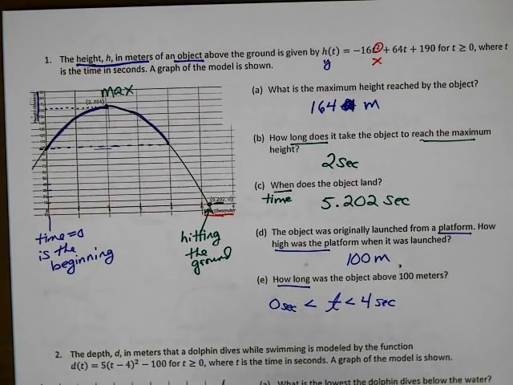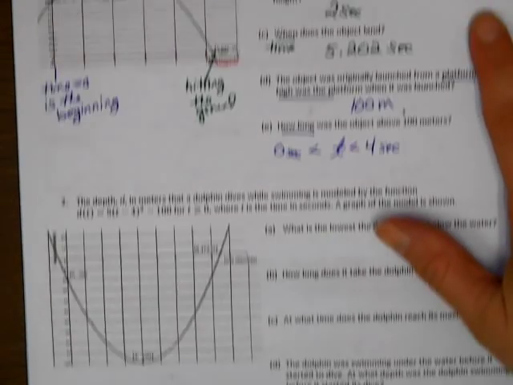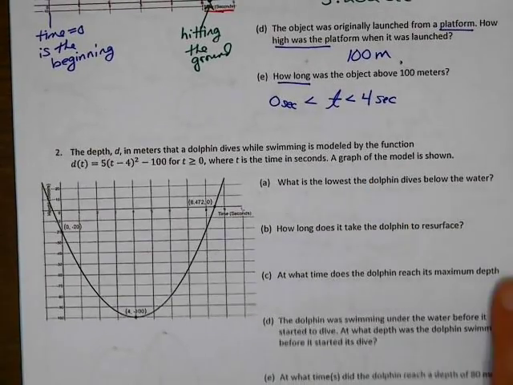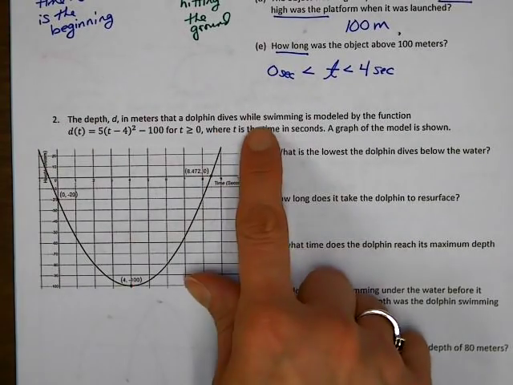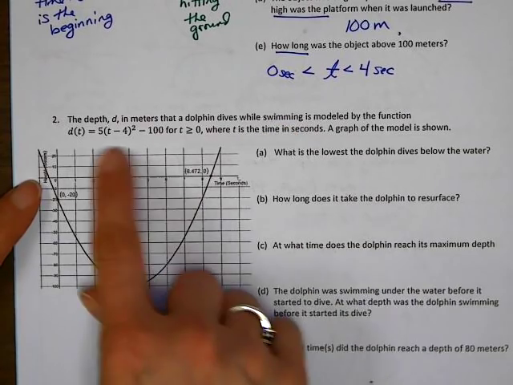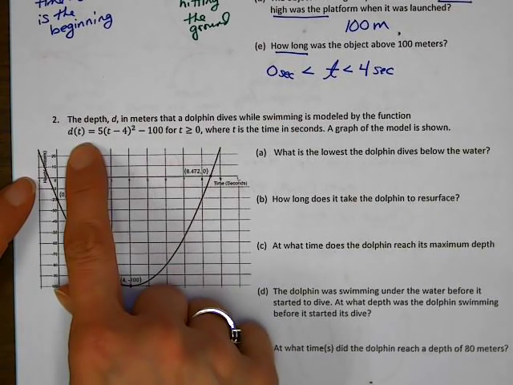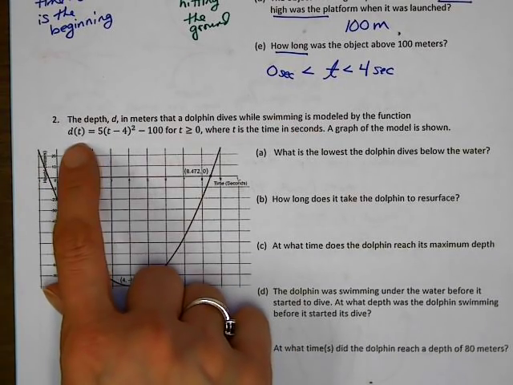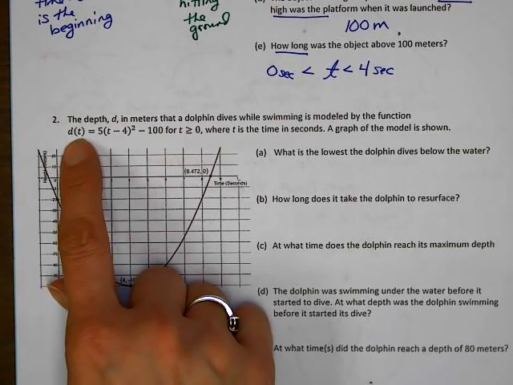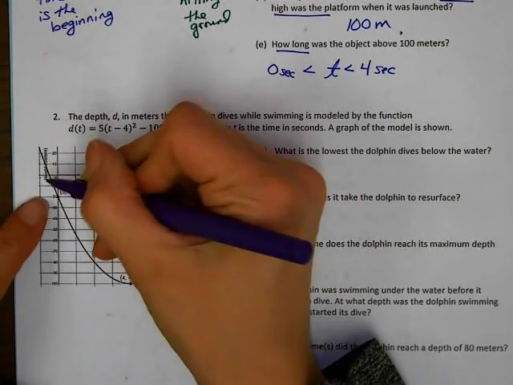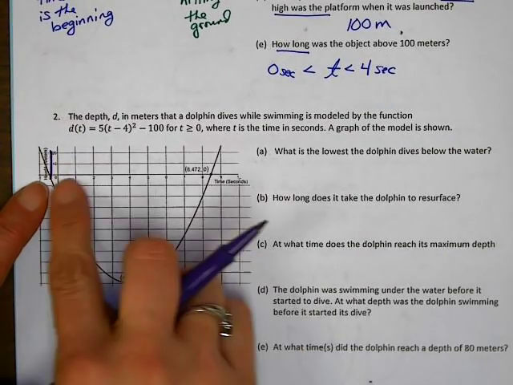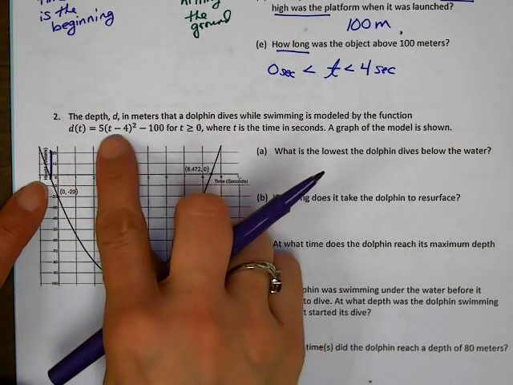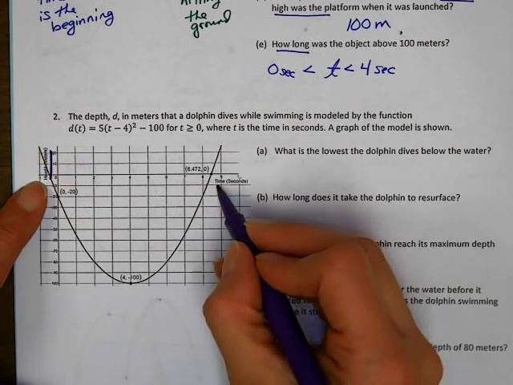Now here's another one. Let's get some more practice, okay? We're going to practice in class tomorrow too, just to get better. The depth in meters that a dolphin dives while swimming is modeled by the function. Okay, so we don't have a y, we have a d. D is the depth, so we've got height in meters. And then instead of an x-axis, we have a t-axis, which represents time in seconds.